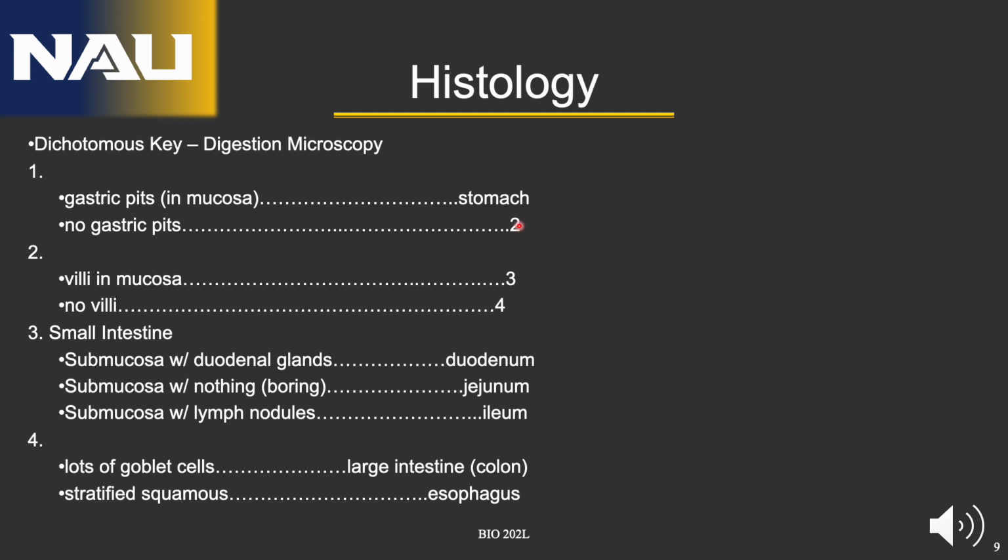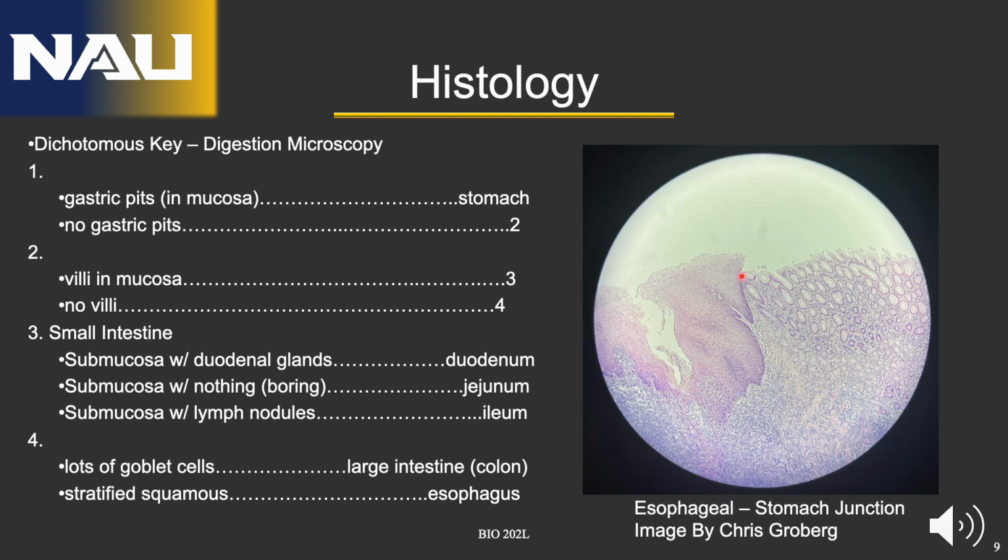So here is 2. Are there villi in the mucosa? If there are, proceed to 3. If there are no villi, proceed to 4. So let's take a look at an image here. Let's start off. Are there gastric pits? Yes, you should recognize this histology image, and there are gastric pits right here. So we're looking at the stomach over here.